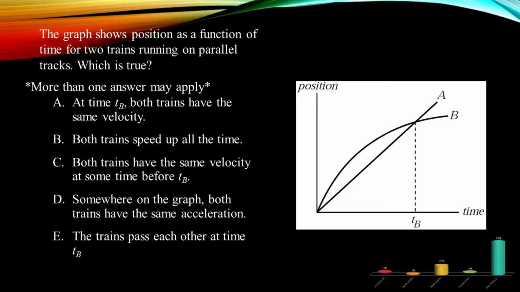We want to try to extract some information from this plot. It says, the graph shows positions as a function of time for two trains running on parallel tracks. Which is true? More than one may be true. A: At time TB, both trains have the same velocity. B: Both trains speed up all the time. C: Both trains have the same velocity at some time before TB. D: Somewhere on the graph, both trains have the same acceleration. E: The trains pass each other at time TB. Go ahead and talk to each other about that one.